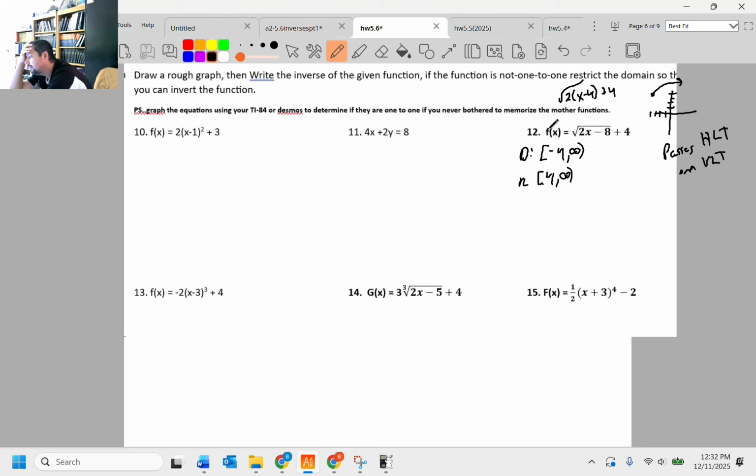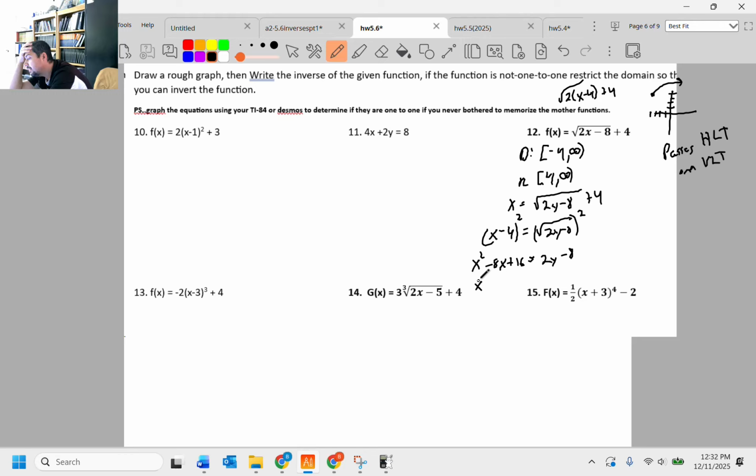We're literally going to get this f out of here. X equals the square root of 2y minus 8 plus 4. We're going to subtract 4. X minus 4 is the square root of 2y minus 8. The opposite of square rooting is squaring. And we're going to go ahead and figure this out. This is x squared minus 8x plus 16. And it would be equal to 2y minus 8.